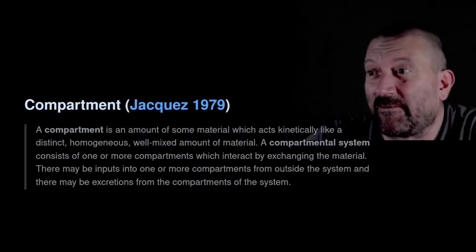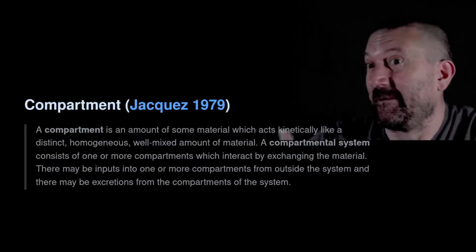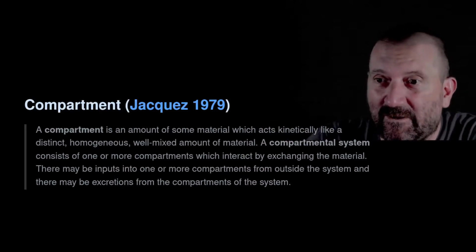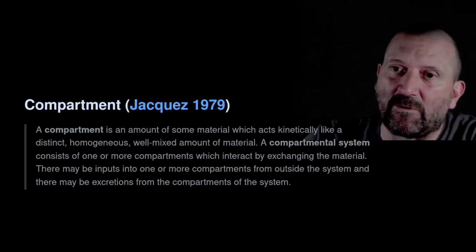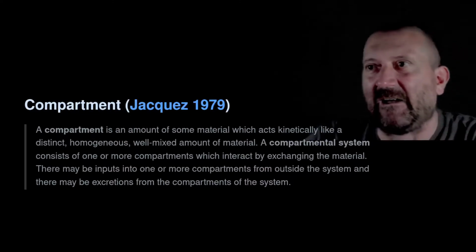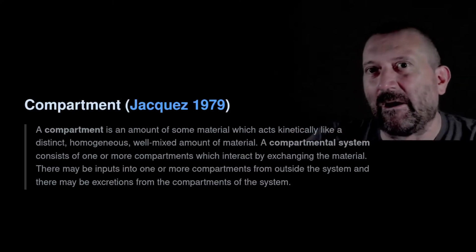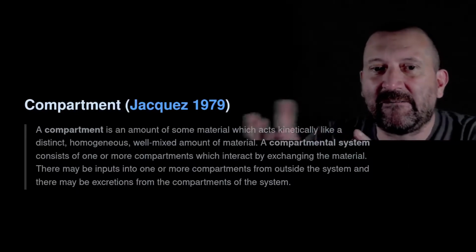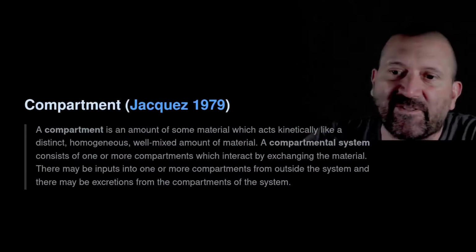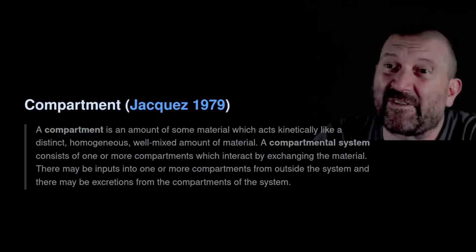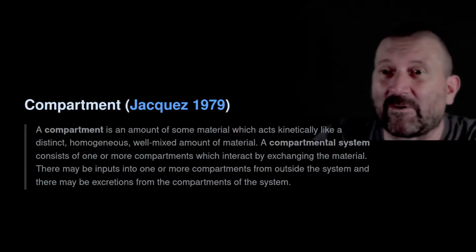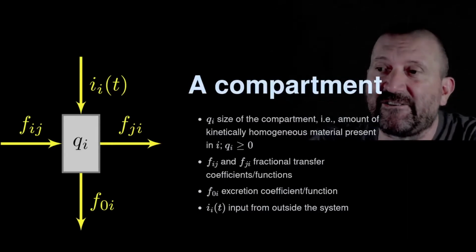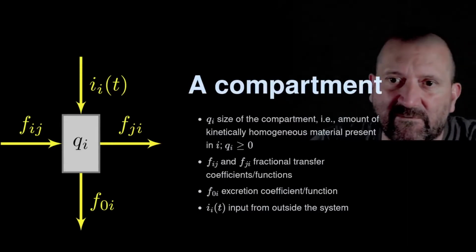A compartmental system consists of one or more compartments which interact by exchanging whatever material you're thinking of. Of course, we're thinking of individuals, but compartmental models really became very popular when people started to look at drug dynamics in the 80s. Compartments may have inputs from outside, from inside, so from other compartments, and they also can have excretions. And so essentially a compartment looks something like this.